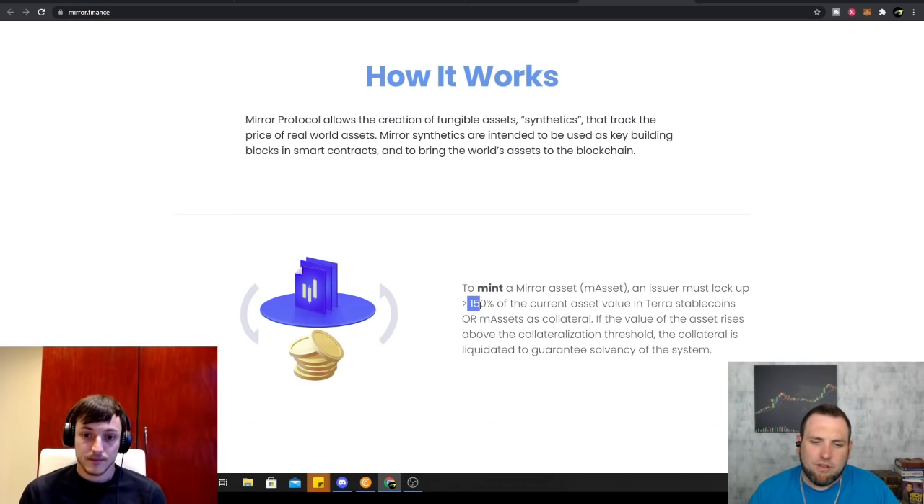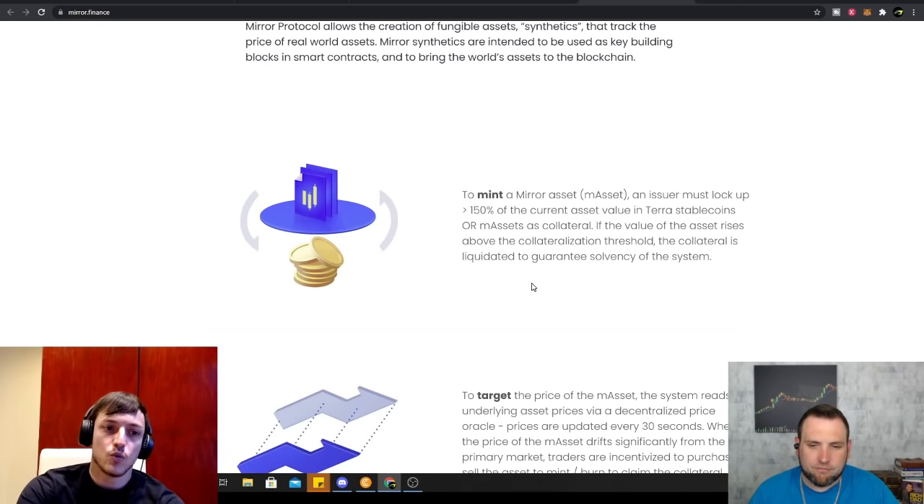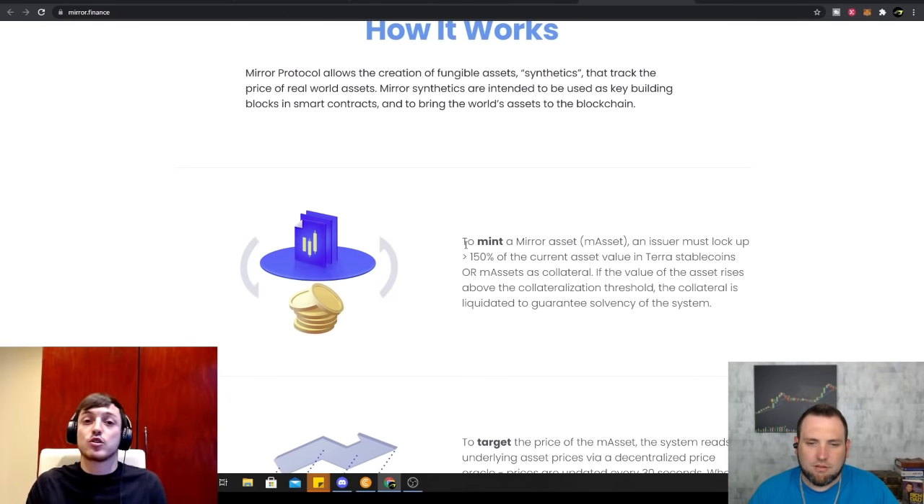So you do have to over-collateralize, it looks like. You have to have 150% of the current asset value in Terra stablecoins. So that is if you want to mint these mirrored assets, these synthetic assets. There's two parts to it. You can be someone who issues a synthetic asset, in other words, you create a market where the synthetic asset's traded. And then you can be a trader, who simply buys that synthetic asset against another cryptocurrency or another stablecoin, let's say. So there's the minting process and then there's just trading it.